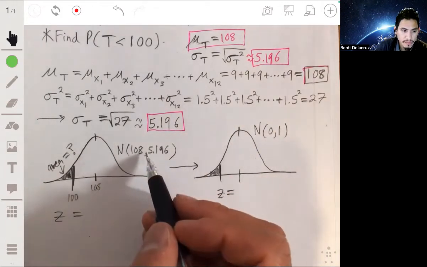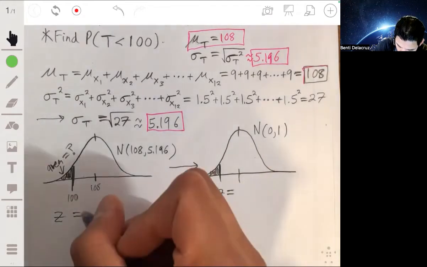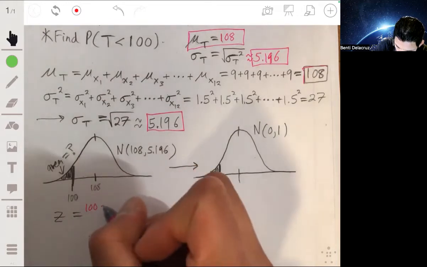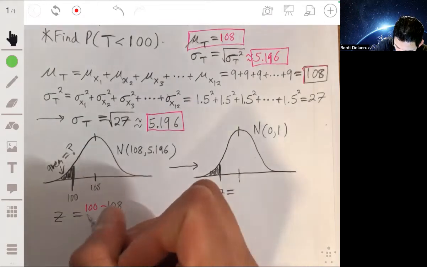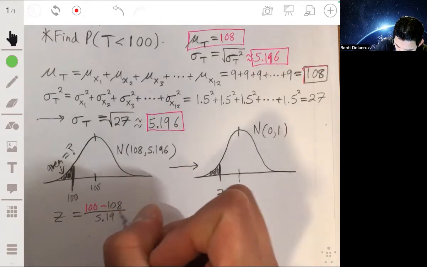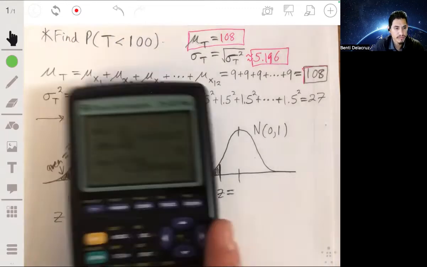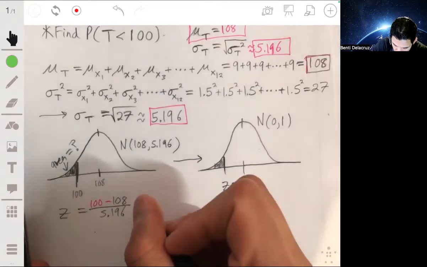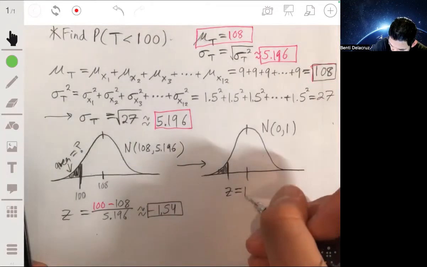So remember, the formula for a standardized score is that z will equal the observation value. In this case, it's 100. So z will be 100 minus the mean, so minus 108, over the standard deviation, 5.196. We get about negative 1.54, it looks like. This will be negative.